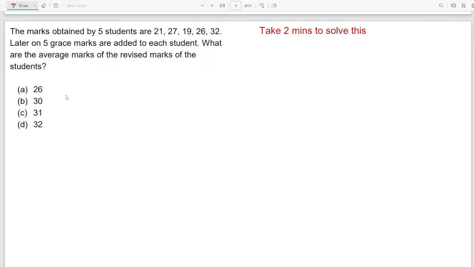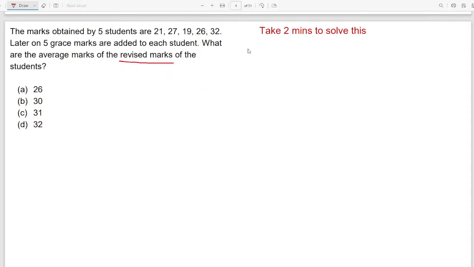So we'll see how to go about this question. Normally what we do is, we'll read the question first. The marks obtained by 5 students are 21, 27, 19, 26 and 32. Later on, 5 grace marks are added to each student. What are the average marks of the revised marks of the students? So they are asking what are the average marks of the revised marks, not the old marks.